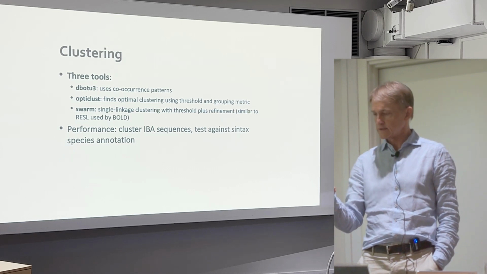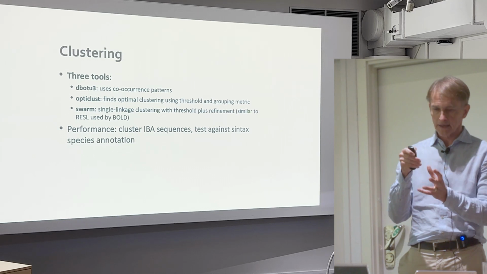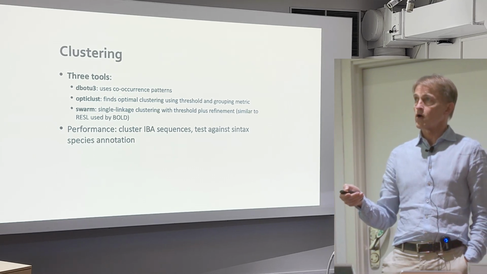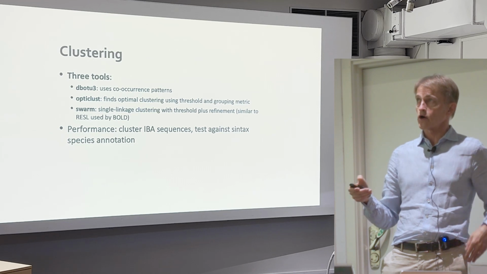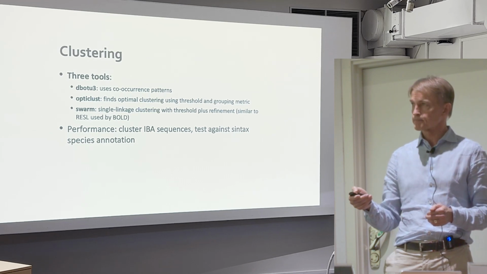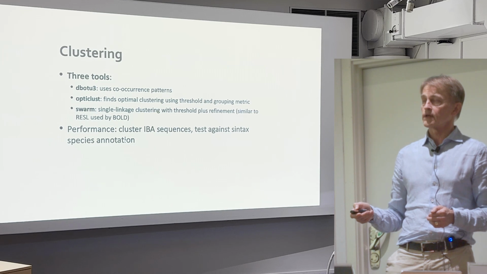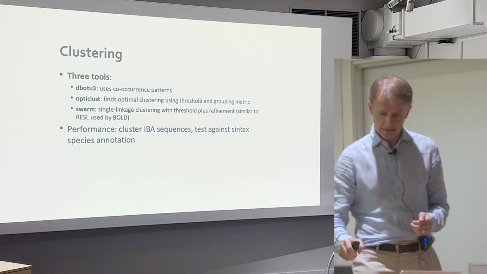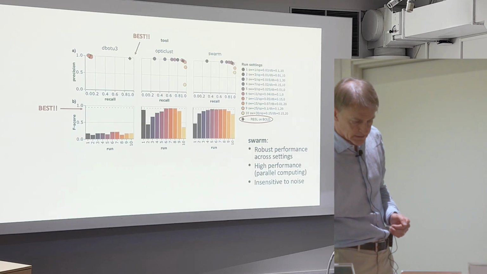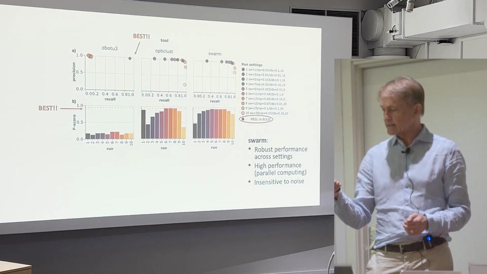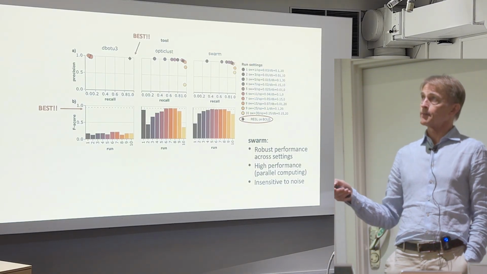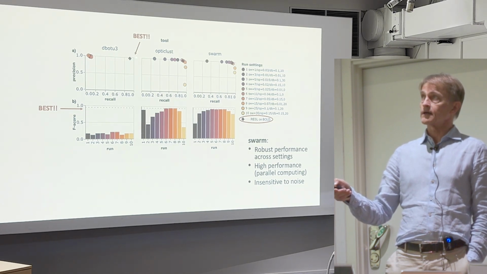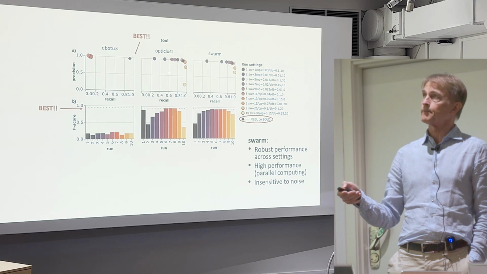They vary in their details, but they're based on some kind of similarity between the sequences, and also for DBOTU3 on co-occurrence, if they occur together in the samples. And we measure the performance by clustering sequences and testing against these species annotations that we had from syntax. Right? So in this case, in this upper benchmark, you want to be as close to this corner up here as possible to perform well.